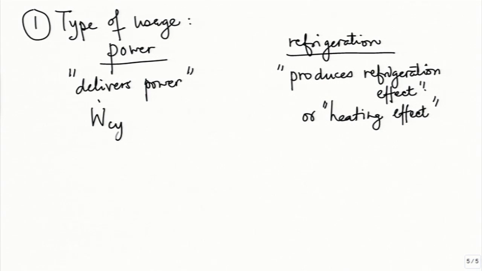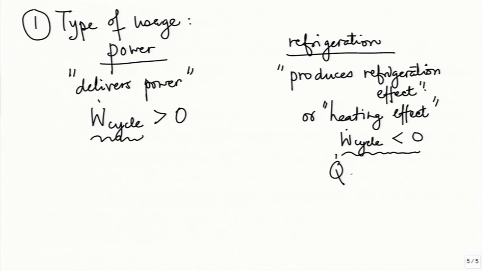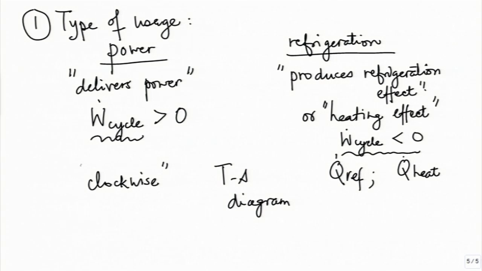Here W dot cycle would be greater than 0, and this is the main purpose of producing power in these cycles. Out here W dot cycle would be negative. So these are power producers, these are power consumers, but the main purpose is to provide either a refrigeration effect or a heat supply effect. If you look at the TS diagram, where T is on the y axis and S is on the x axis, a power cycle would typically be clockwise, whereas a refrigeration cycle essentially would be anti-clockwise.